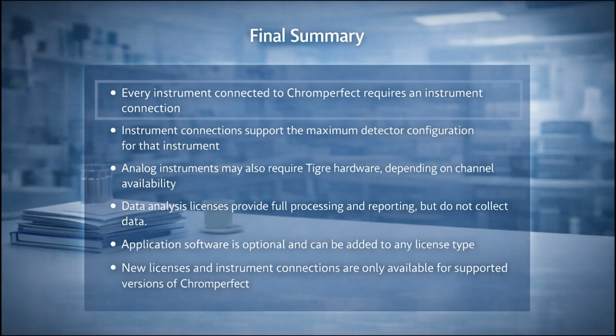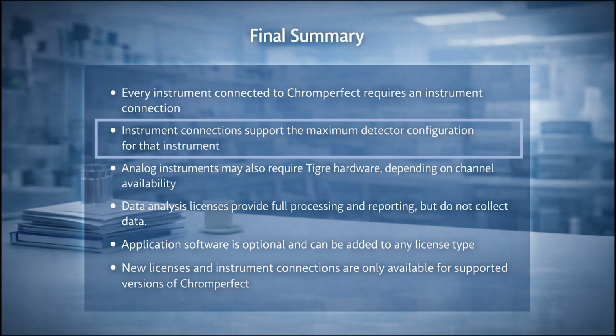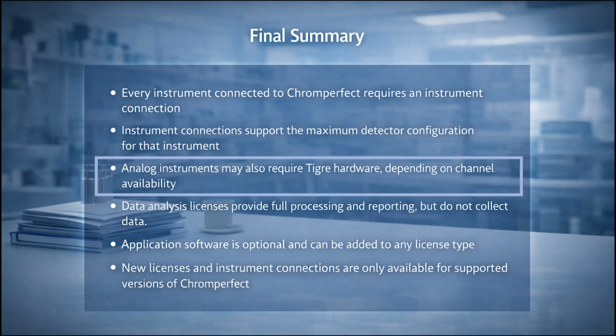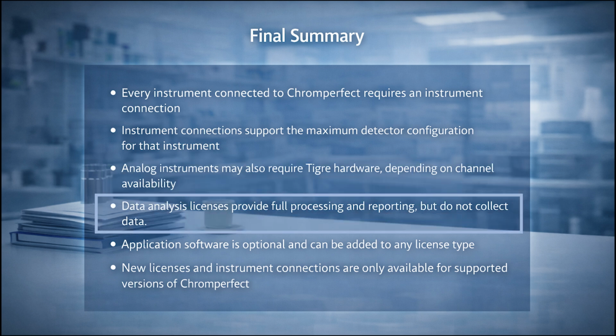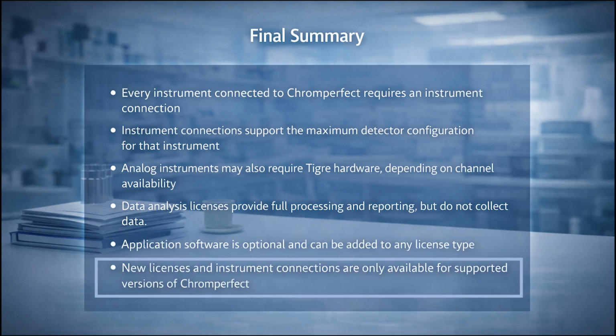Final summary. Every instrument connected to Chromperfect requires an instrument connection. Instrument connections support the maximum detector configuration for that instrument. Analog instruments may also require Tigre hardware, depending on channel availability. Data analysis licenses provide full processing and reporting, but do not collect data. Application software is optional and can be added to any license type. New licenses and instrument connections are only available for supported versions of Chromperfect.